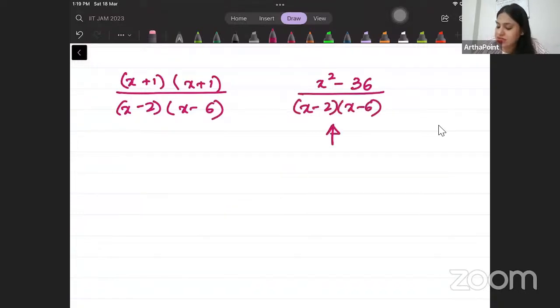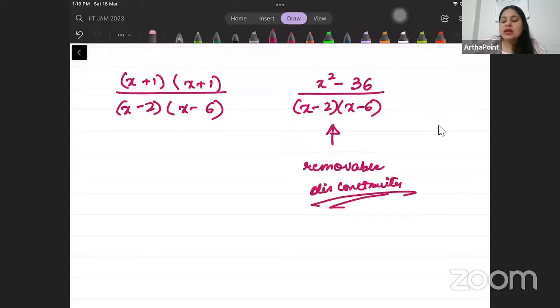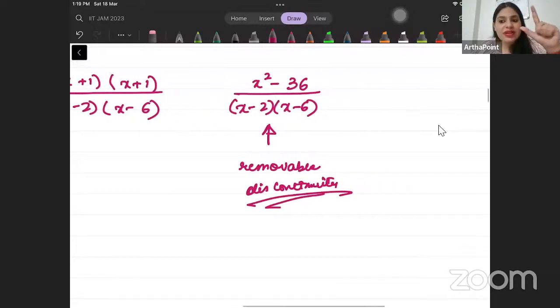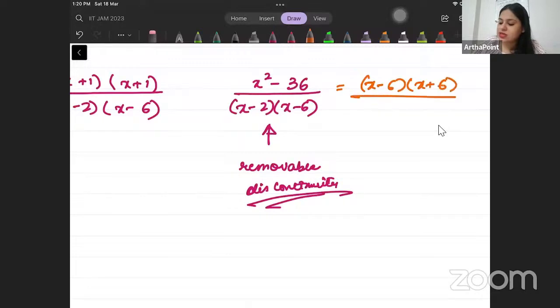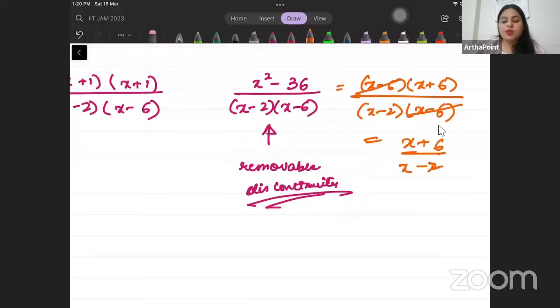Then this is a case of something which you will later see, which we call removable discontinuity also. Which means that the numerator and denominator at some point have one factor that cancels out each other. Like here, I can rewrite this as (x minus 6)(x plus 6) over (x minus 2)(x minus 6), and this can cancel out, and this can just give me x plus 6 upon x minus 2.